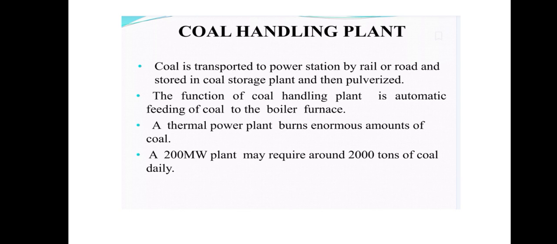Coal handling plant. Coal is transported to the power station by rail or road, stored in the coal storage plant and then pulverized. The function of the coal handling plant is automatic feeding of coal to the boiler furnace. A thermal power plant burns enormous amounts of coal. A 200 megawatt plant may require around 2000 tons of coal daily.